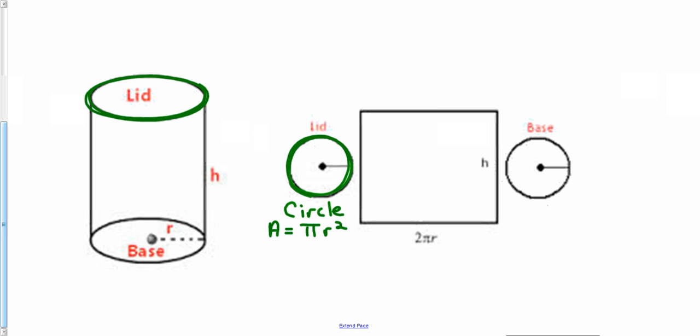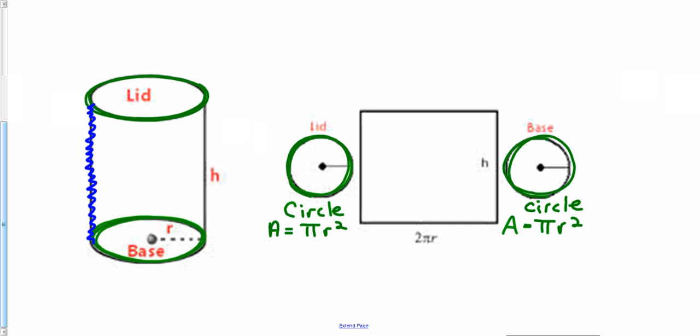I take a can opener and take the bottom off as well, and I cut that out. That shape is again going to be a circle, and again, that area is pi r squared. Again, if you don't know that, it's on the front. Then what I have left is this middle part. If I were to cut right here with a good pair of shears, I could unroll it, and I would get this piece right here, which is a rectangle.